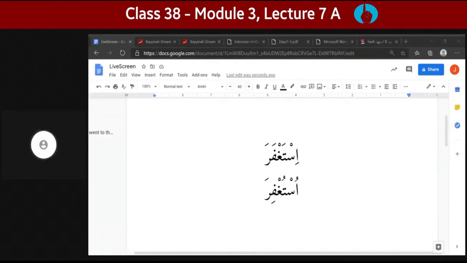Rizwan, that's correct. You can say Islamun, you can say Islaman, you can say Islamin. You can also say Al-Islamu. You can add Alif Lam onto it as well.